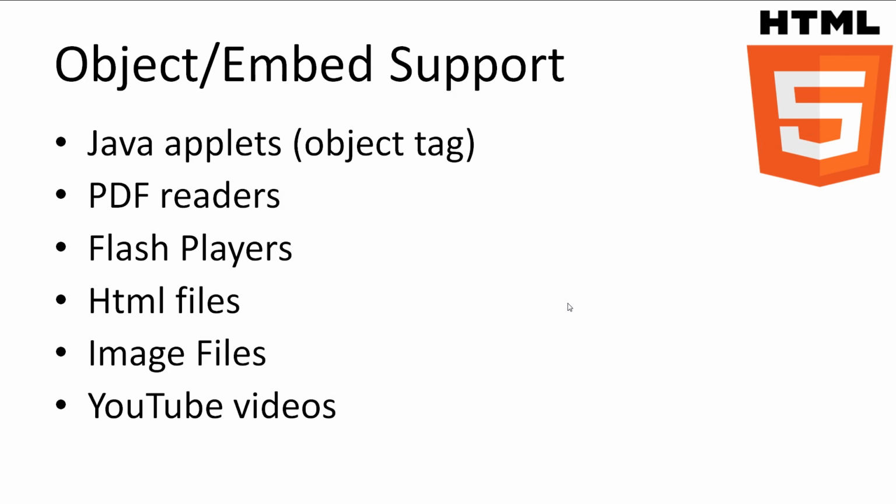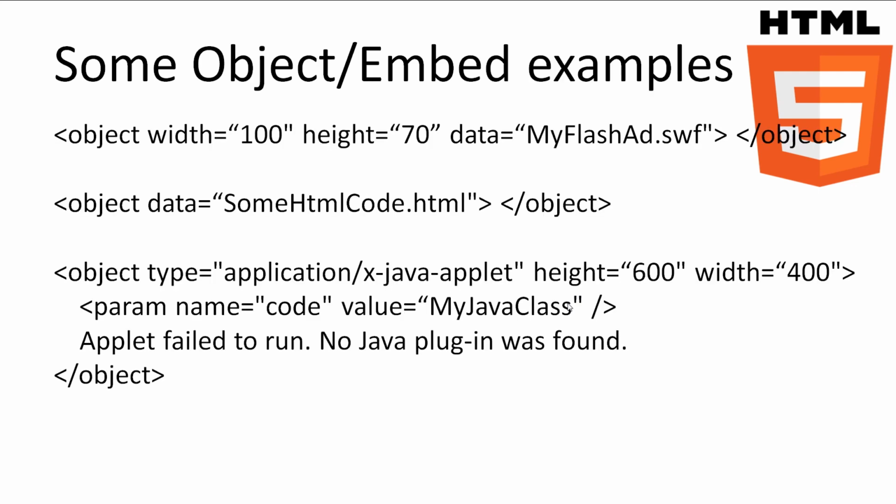The kind of things that we use the object and embed tags for is Java applets, PDF readers, flash players, HTML files, image files, as well as YouTube videos. Alright, let's quickly look at some examples and we'll move on to using the embed tags to put YouTube videos into our webpage. Okay, so here in our first example, we have a flash file.